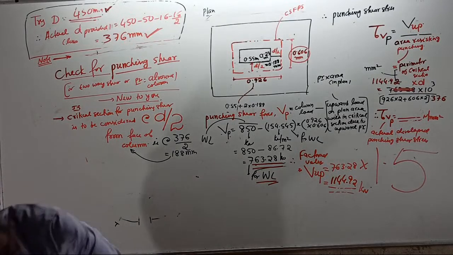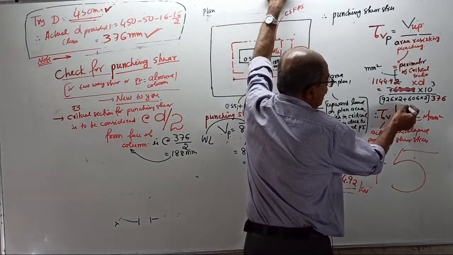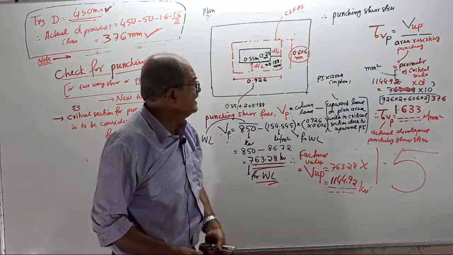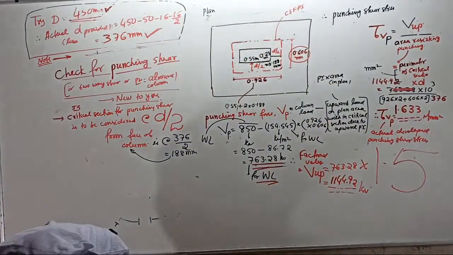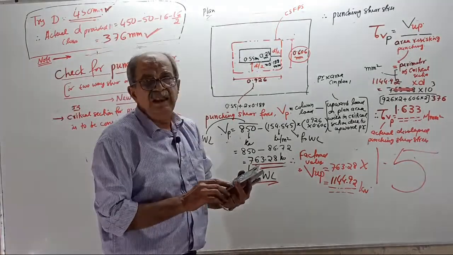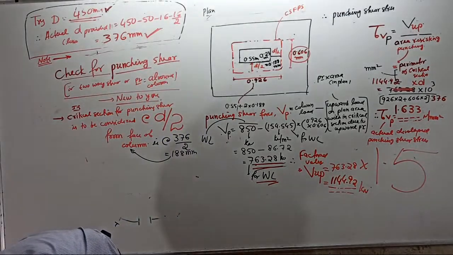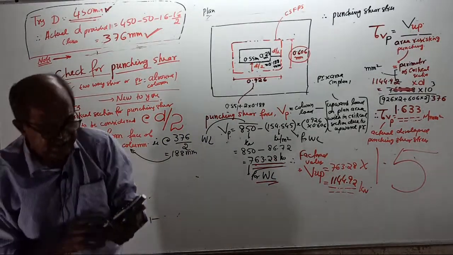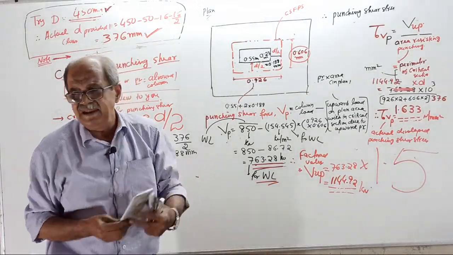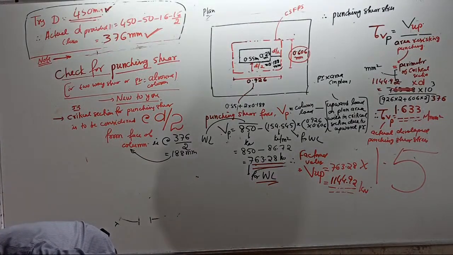1.633. Correct answer. What is the answer you told earlier? What is the answer you told earlier? Tell me. How? Earlier you told 0.6. How is it possible? Earlier you told answer 0.663. 0.663 into 1.5 will give you 0.9945. What is happening first of all? How is it 1.633?